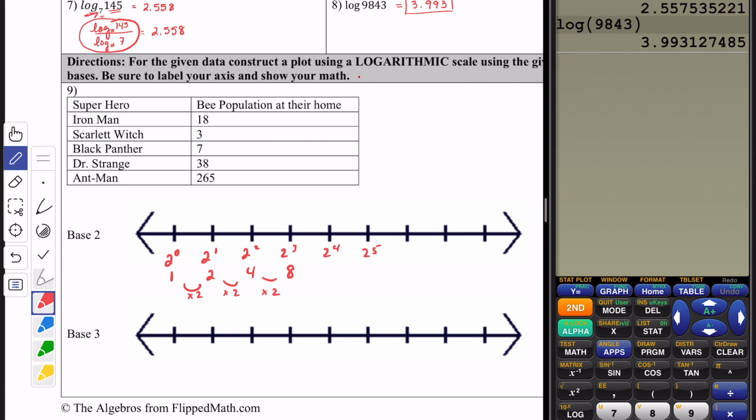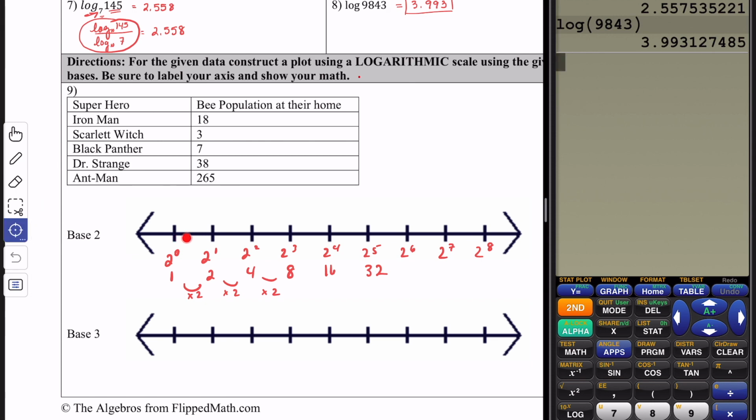And we're just going to graph these numbers on this log base 2. And I could put some others in here, like this is 16 and 32, 2 to the 6th, 2 to the 7th, 2 to the 8th. Now you have to remember the logarithmic scale, these are not linear in between here. Okay, so they're a little bit tough to kind of figure out.